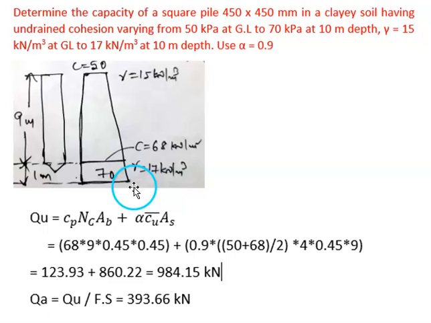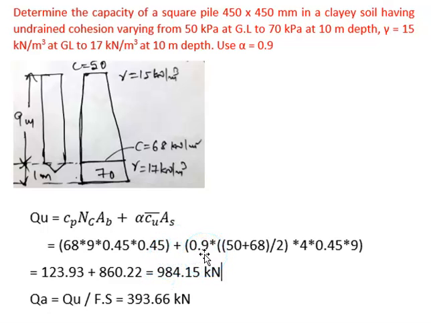So here, since we had to find the cohesion at the pile tip, we had to use the interpolation method and then we had to calculate the cohesion at the pile tip. Which is coming as 68 kilonewton per meter square. Then this value we had to substitute in the end bearing resistance. Here end bearing resistance is C into Nc multiplied by bearing area. Bearing area is 0.45 square because it is square pile.